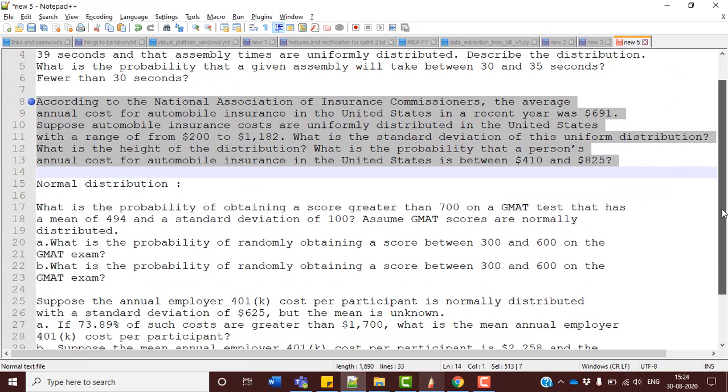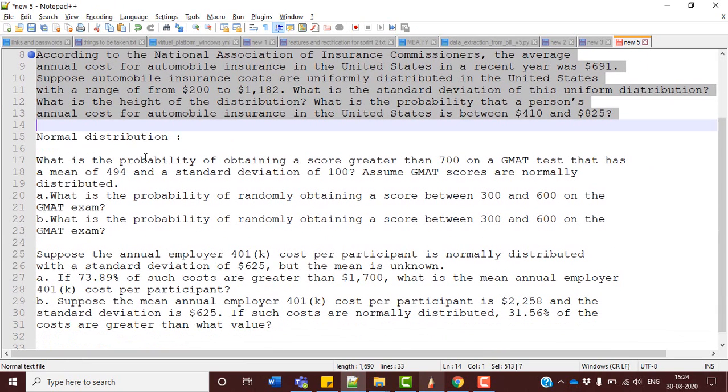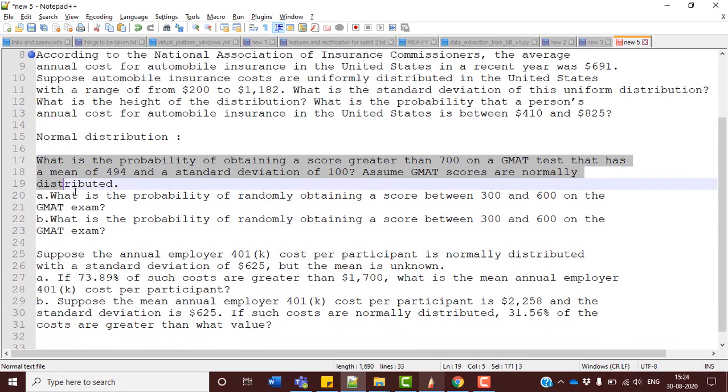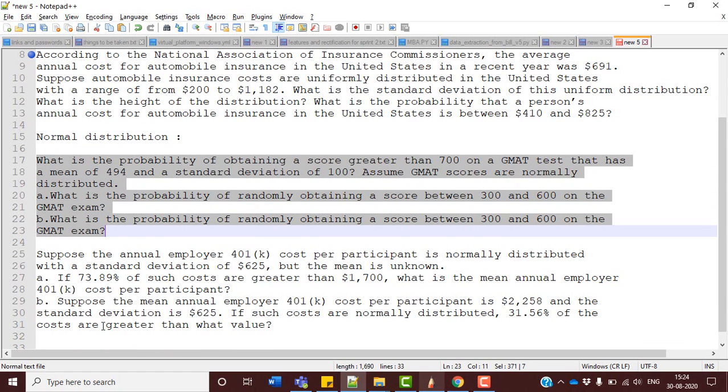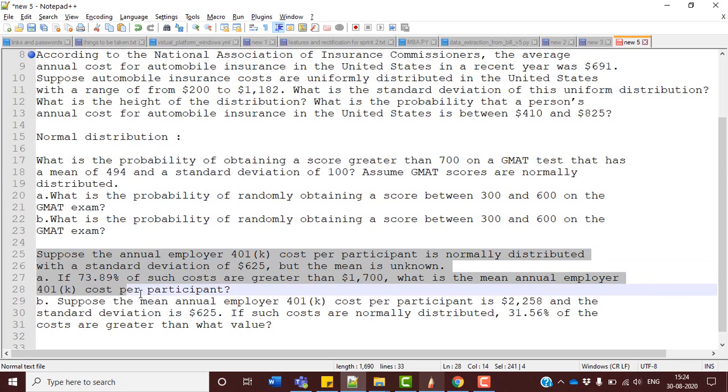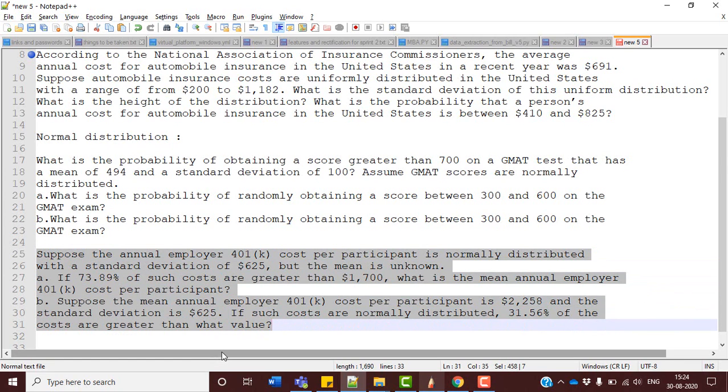Two more questions for you to solve for normal distribution. Question number 1, take a pause and solve this. Then question number 2, take a pause and solve this.